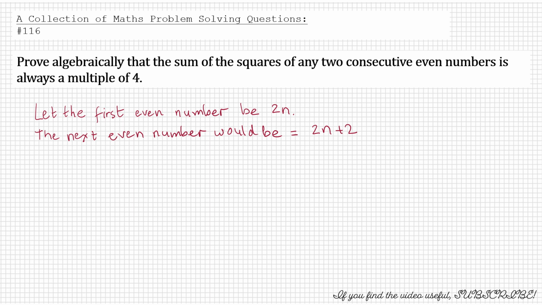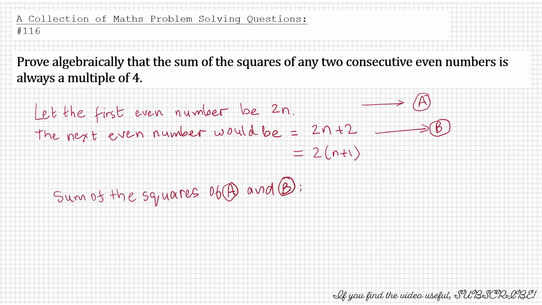So the question is telling us that the sum of the squares of any two, so we have to square them and add them. So what I did was take 2 outside, and then it becomes 2 times n plus 1. And then I named them just a and b. You don't have to, but I did it because I thought it was easier to explain. So I call this a, and I call this b. And the next step is to sum the squares of a and b.